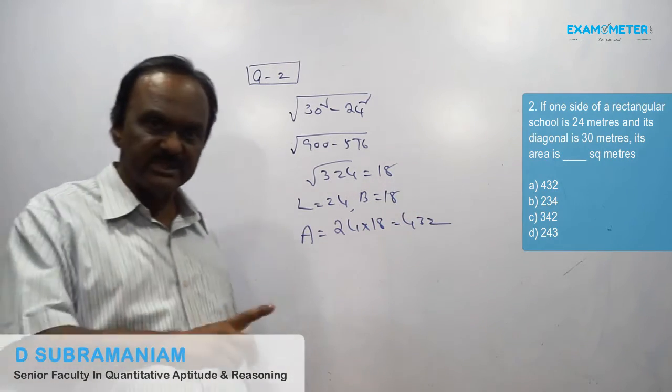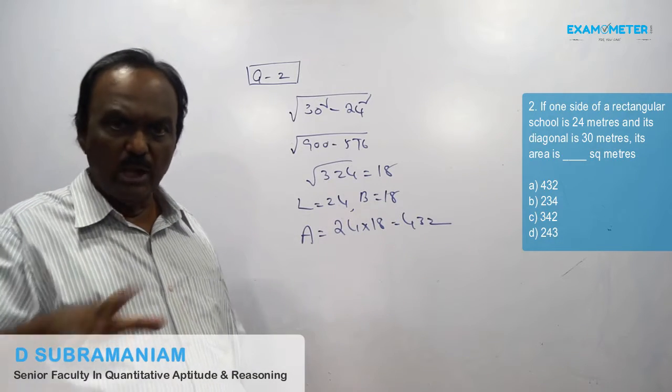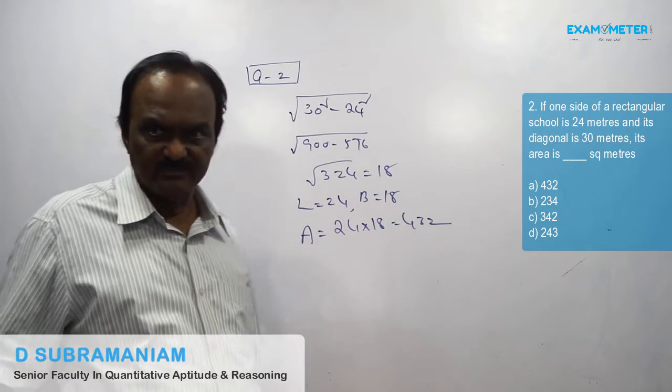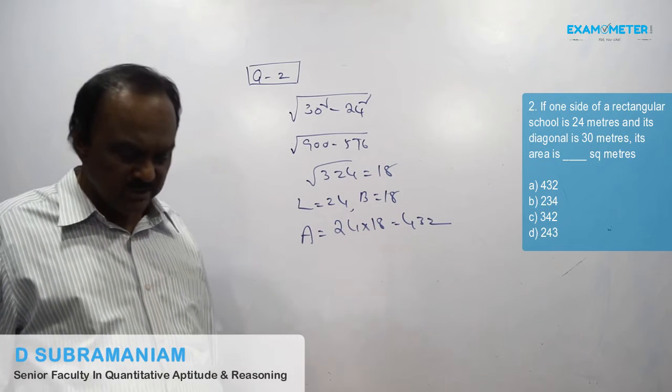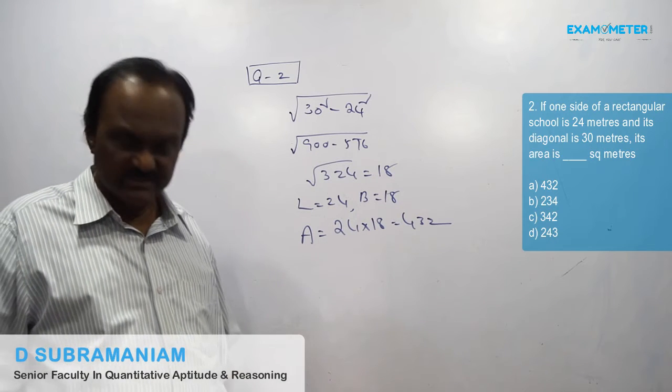Area will always be expressed in square units. Volume will be expressed in cubic units. So answer is 432 square meters.